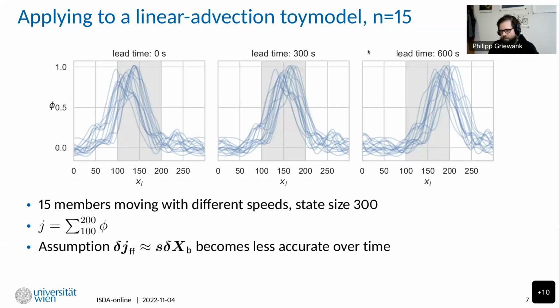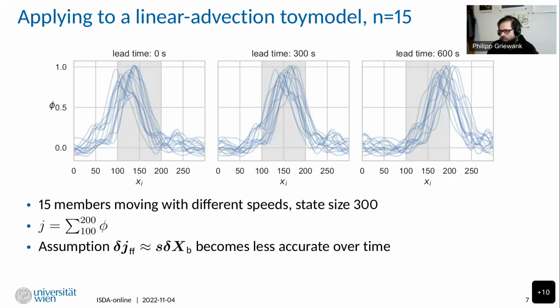And all that happens in this linear advection toy model is that each of the ensemble members moves to the right with a slightly different speed. So in general, there's a clear mean ensemble propagation, but the individual ensemble members move slightly differently. And the forecast metric that we'll be using here is just the sum over the middle of the domain, from 100 to 200, that's shaded in gray. And that will be our cost function that we'll be looking at.